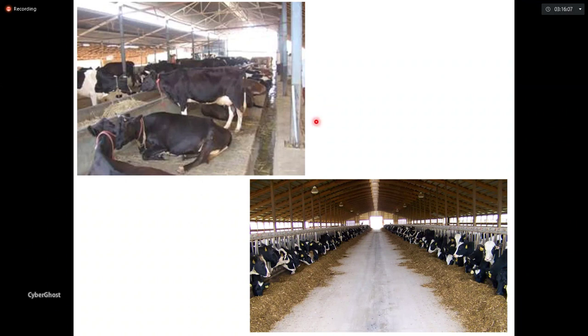They can easily be dried off and disinfected, the back or the hind quarter of these animals.